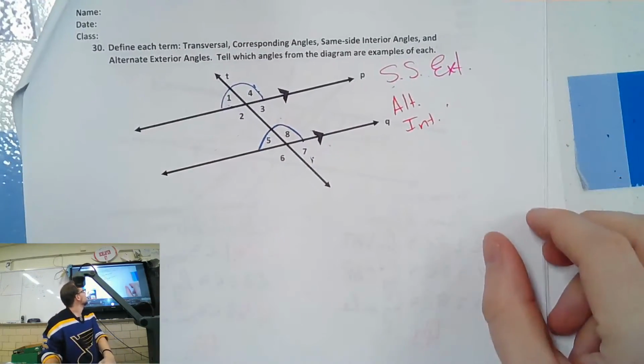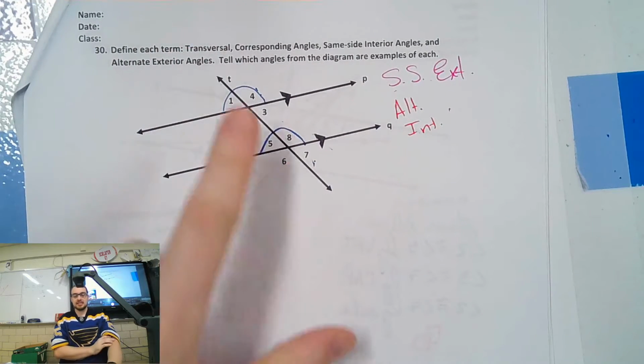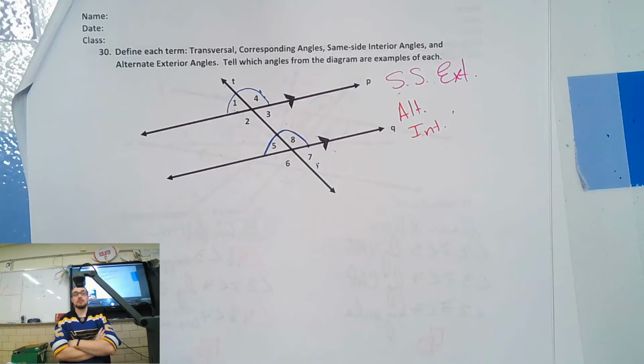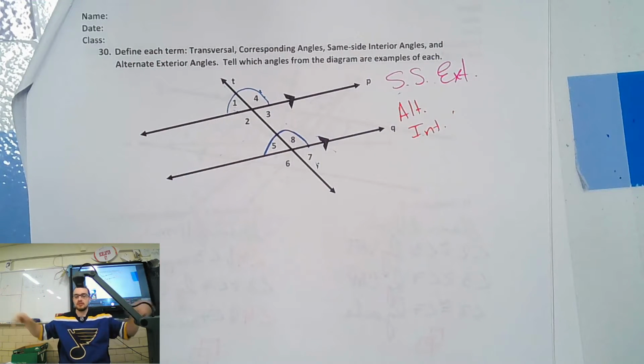Define all the stuff. I didn't write it down, so listen up. Transversal. It's a line that cuts 2 other lines. Do those lines have to be parallel? No, they don't. It's any 2 lines. When they're parallel, magic happens, though, right?